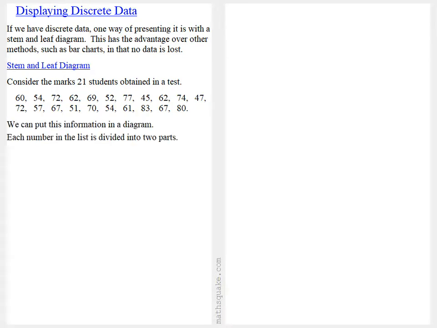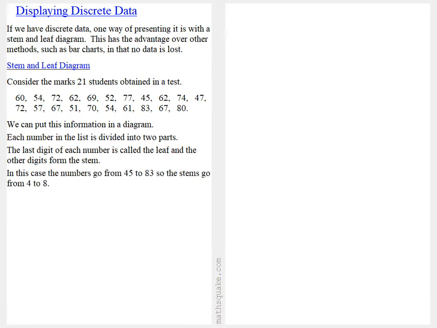Each number in the list is divided into two parts. The last digit of each number is called a leaf, and the other digits form the stem. In this case, the numbers go from 45 to 83, so the stems go from 4 to 8. We list these in order vertically in a temporary diagram. This isn't the final diagram, we'll complete that later.